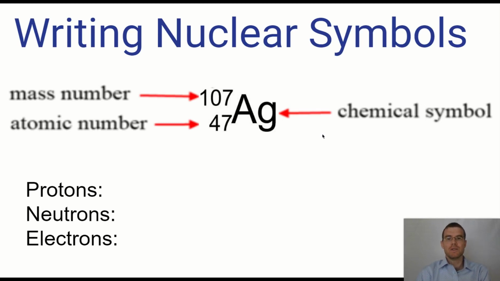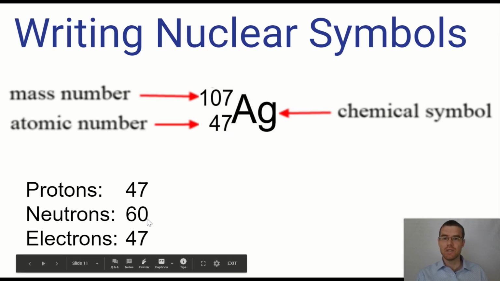So how many protons does silver have? How many neutrons? Remember, this is where you have to do a little bit of math. And how many electrons? And hopefully you are able to quickly glance and see you've got 47 there. You do a little bit of math, 107 minus 47 gives you 60. And because this is a neutral atom, meaning it has no charge, protons and electrons are the same.